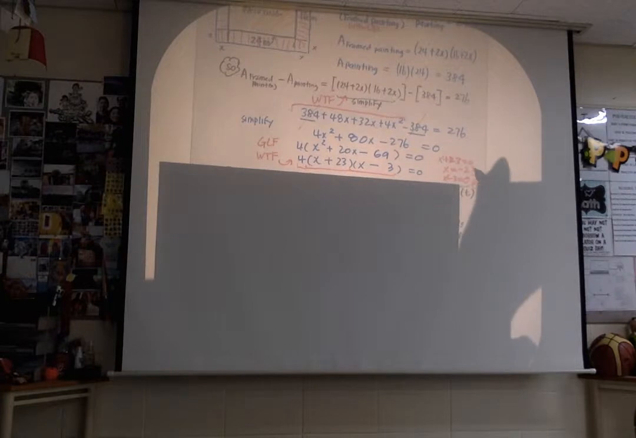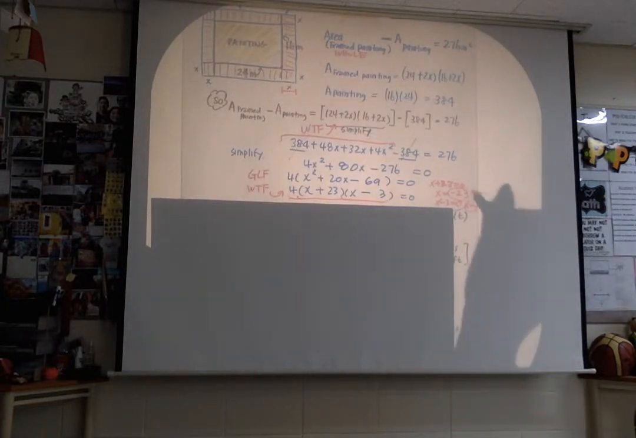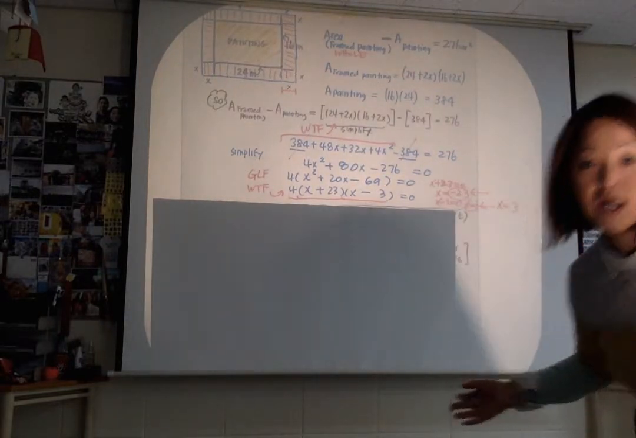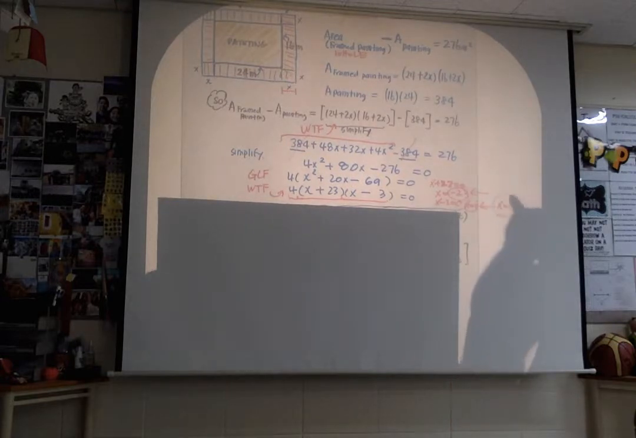But you guys, stop here. What is our x? Our x really is the width of our frame. So it can't be negative. It could only be a positive 3. Do you understand that? Okay? It could only be a positive 3. So to answer the question, 3.